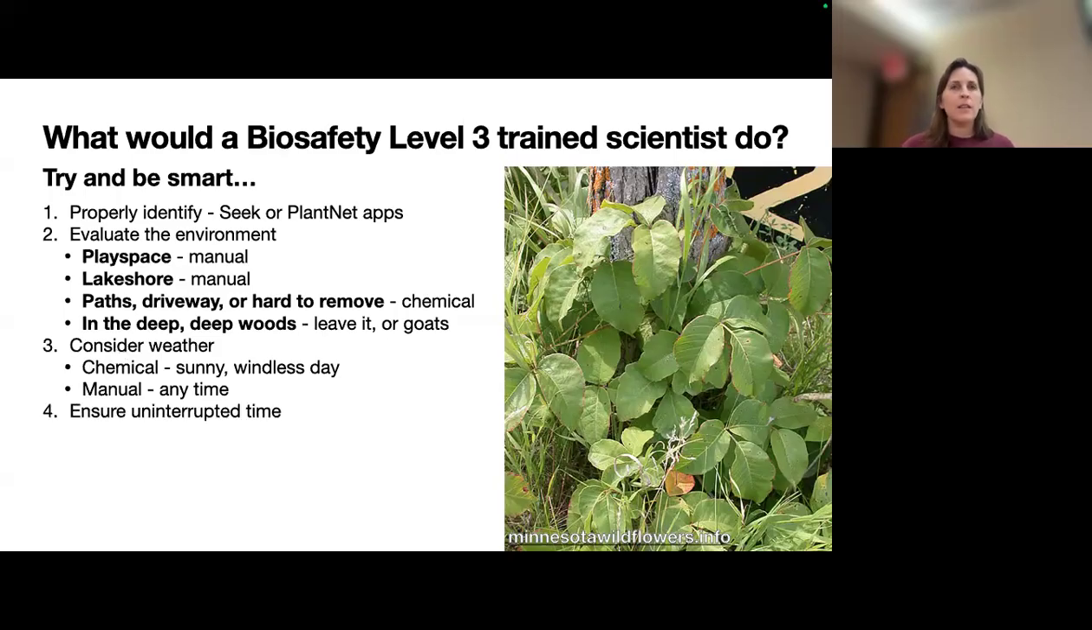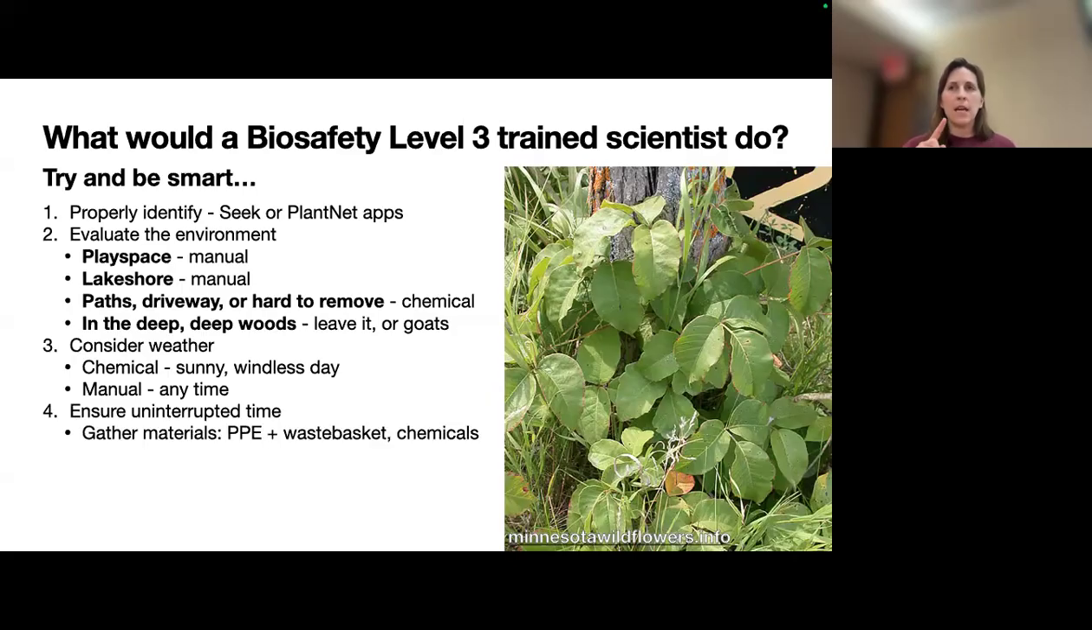And then number 4, and this is the one that I continue to struggle with because I've got 3 young kids at home, is make sure that you have uninterrupted time. Because one of the greatest risks when dealing with poison ivy is accidental contact with urushiol in the personal protective equipment removal and putting back on. Each time you take off those gloves, you run the risk of transferring it to your hands and then to wherever else on your body. So make sure that you have some uninterrupted time.